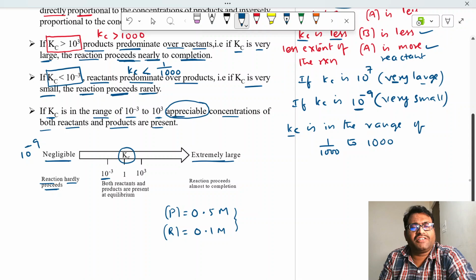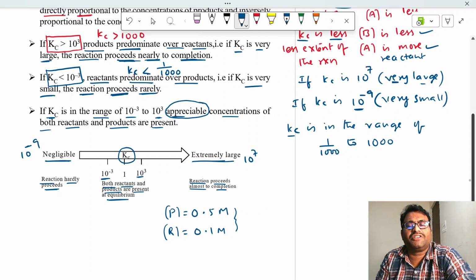So if it is between 10 power minus 3 and 10 power 3, both reactants and products are present at equilibrium, in appreciable, comparable amounts. And if it is very large, like 10 power 7 or 10 power 9, the reaction proceeds almost to completion. That means more amount of the product is formed. So simply, if Kc is large, more product is present, more reaction has occurred. If Kc is small, less reactant has been converted into product. By looking at the equilibrium constant, we can say to what extent the reaction has happened. So this is one application of the equilibrium constant.